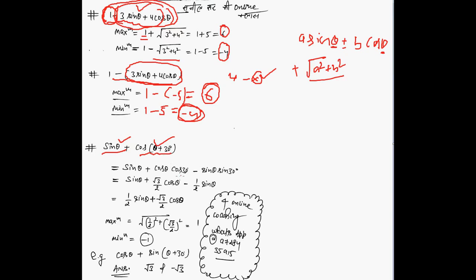I apply cos(A + B). This will come out. Put cos 30 and sin 30. After solving, I will get this. Now here I can apply the trick because theta and theta are the same. A is 1/2 and B is root 3/2. Okay, put the values: maximum will be 1 and minimum will be minus 1. You can try this question. The answer is root 3 and minus root 3. See one more question.